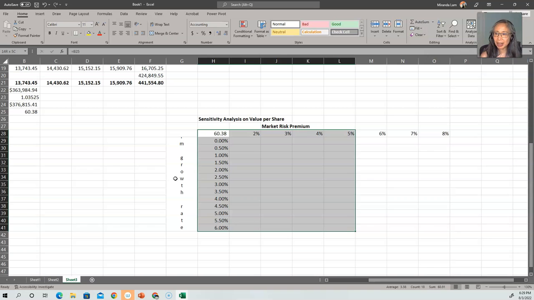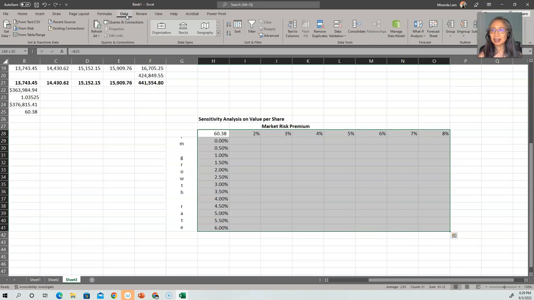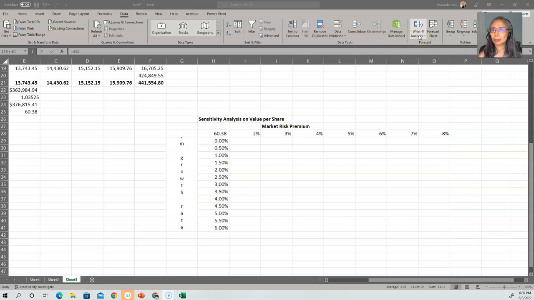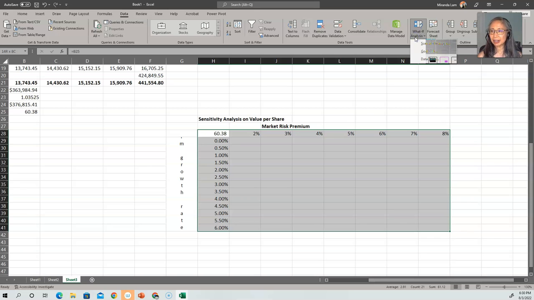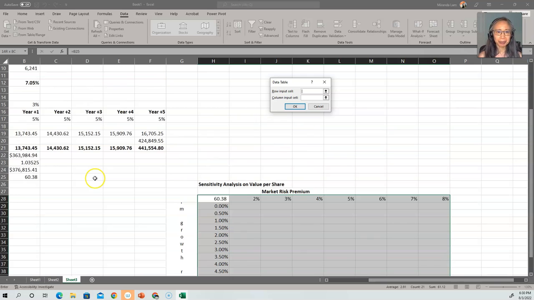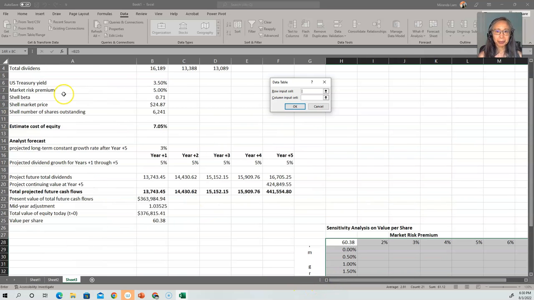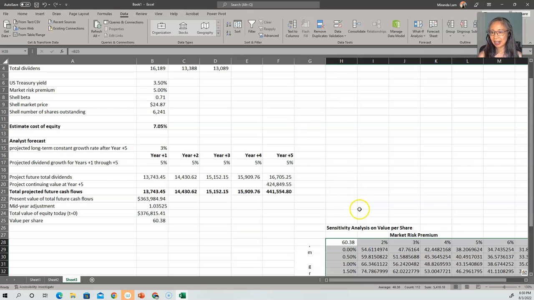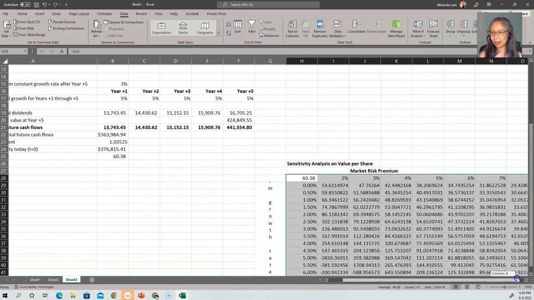To perform the analysis, we highlight the entire table area, go to data, and under what-if analysis, you can choose data table. And you can choose row input cell. So this is our row input cell. Our row input cell is market risk premium. So let's go back to our model. Market risk premium is located here. So market risk premium is located in cell B7. Column input, remember column input is the long-term growth rate. Long-term growth rate is located in cell B15. Once I press OK, then the table will be automatically completed.